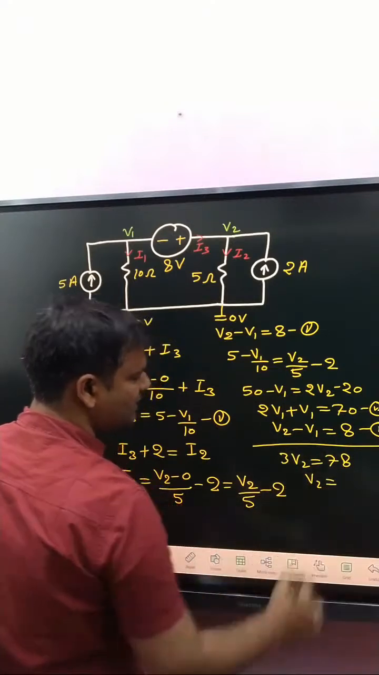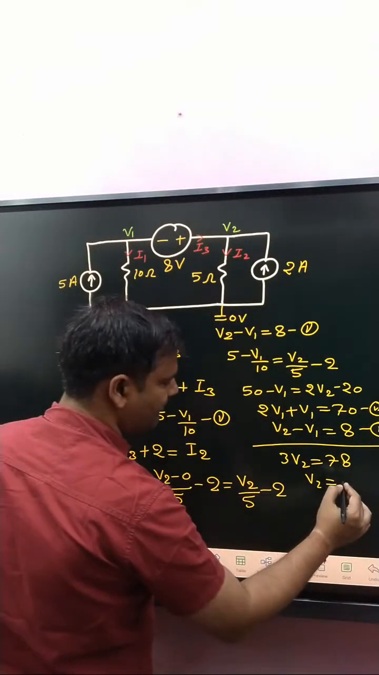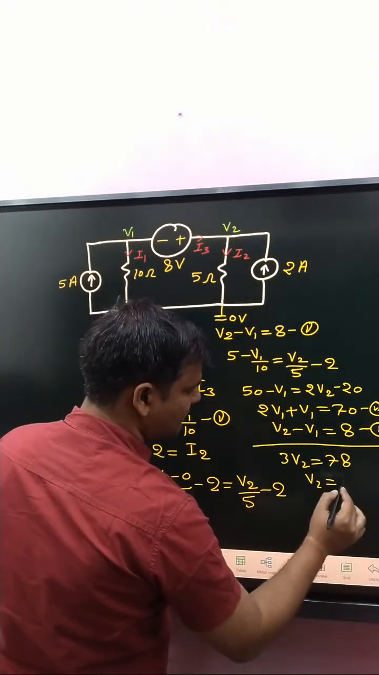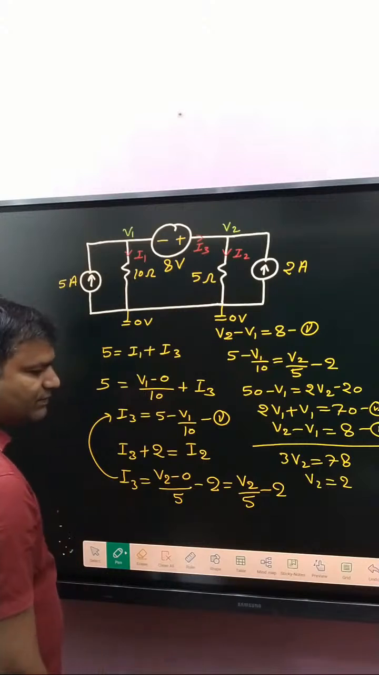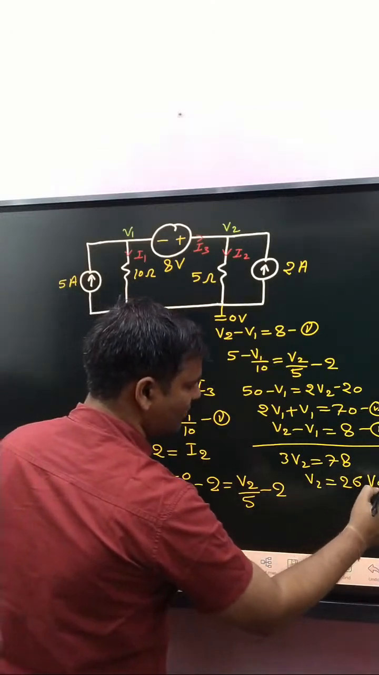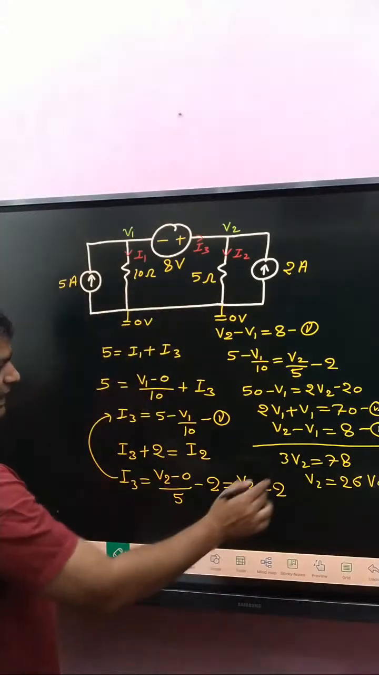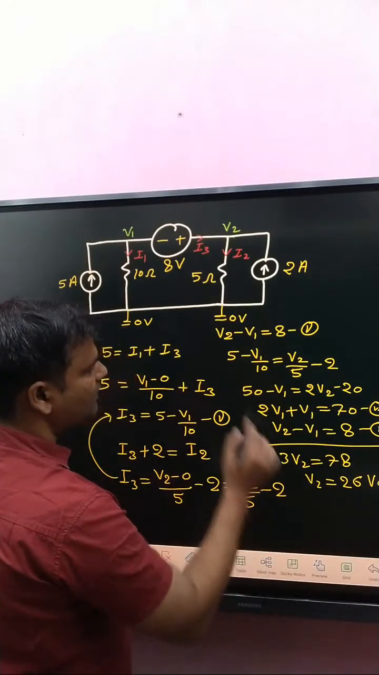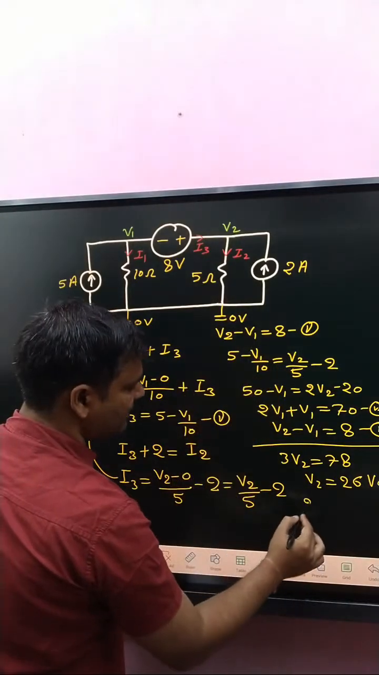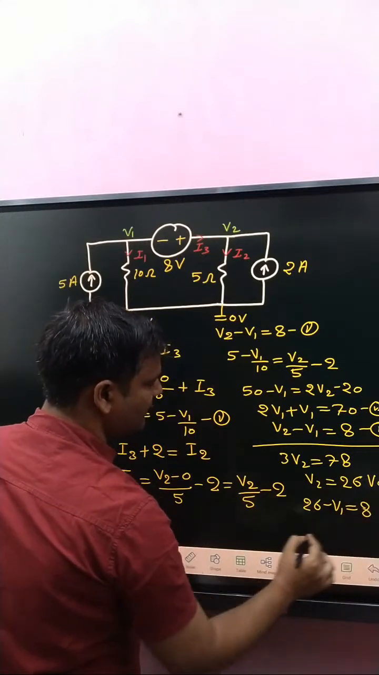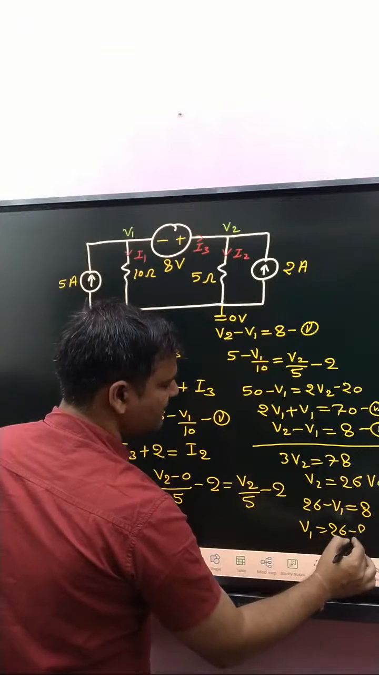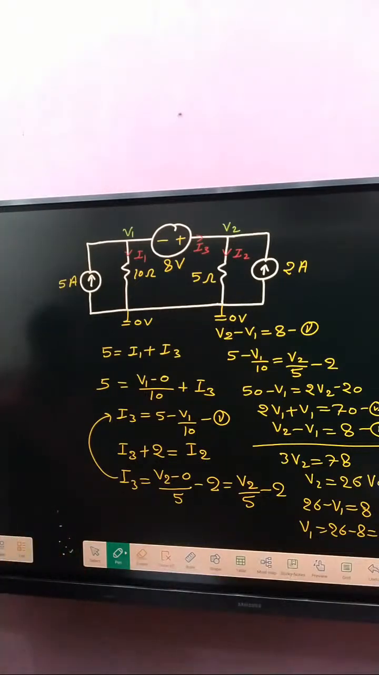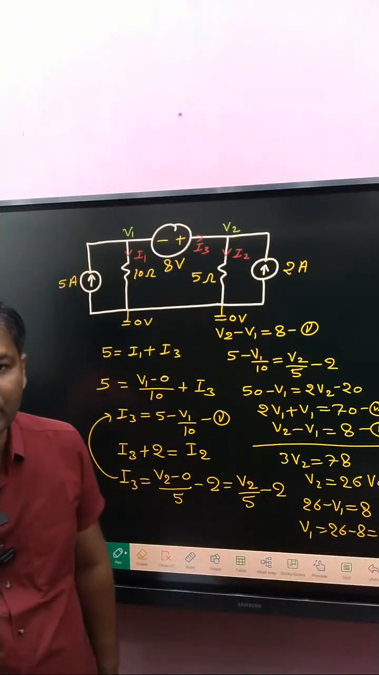So V2 is how much? 26 volt. V2 is 26 volt. If that value put here, then we got V1. 26 minus V1, this is equal to 8. So V1 is 26 minus 8, that is how much? 18 volt. So V1 is 18 volt and V2 is 26 volt.